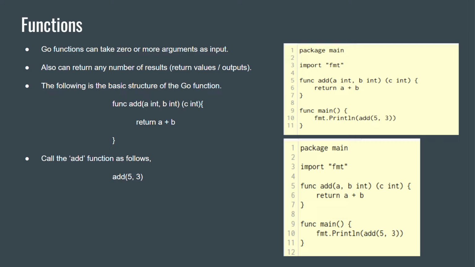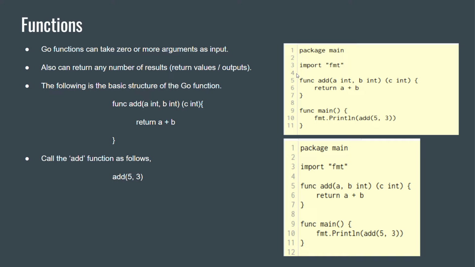Go functions can take 0 or more arguments as their input. Also, a Golang function can return any number of results as its output. Here you can see a sample Golang function structure.